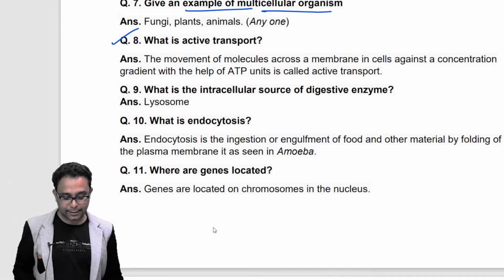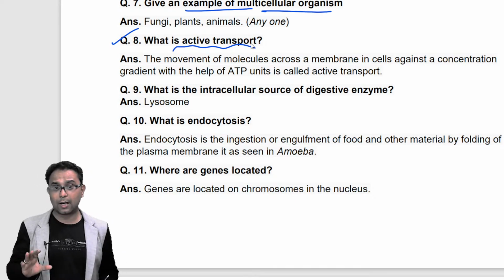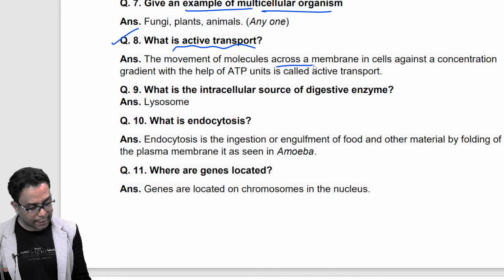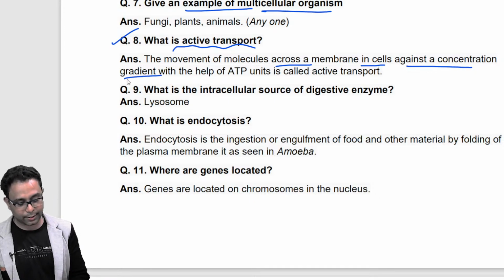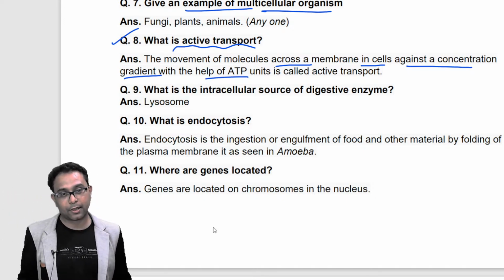What is active transport? That means how do you define active transport? The movement of molecules across a membrane in the cell against a concentration gradient with the help of ATP. It is called active transport.